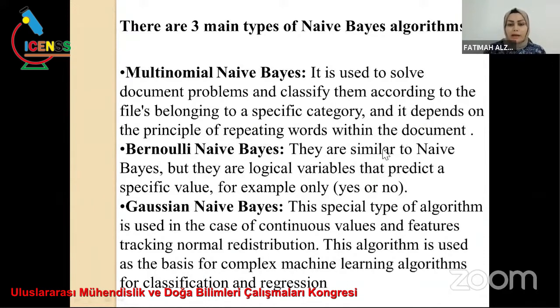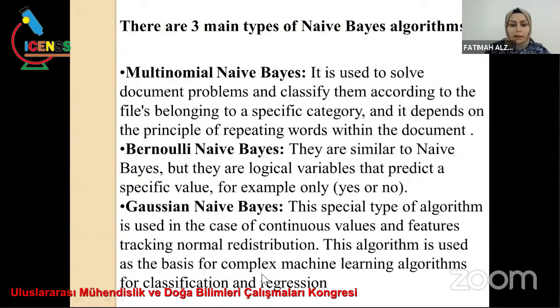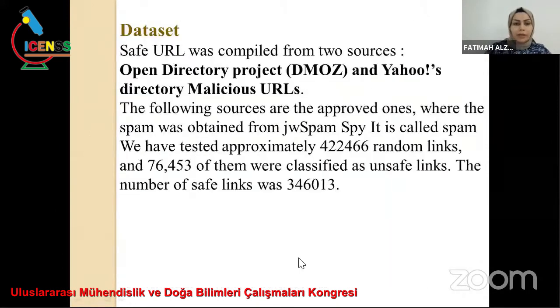Bernoulli Naive Bayes is similar to Naive Bayes, but it uses logical variables that predict a specific value, for example, only yes or no. Gaussian Naive Bayes, this special type of algorithm is used in the case of continuous values and features following a normal distribution. The algorithm is used as a basis of complex machine learning algorithms for classification and regression.